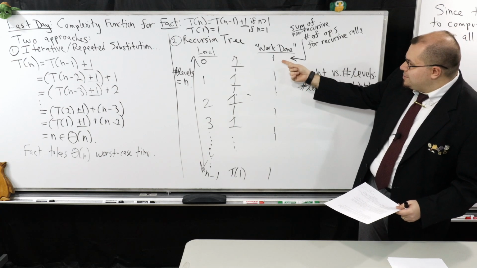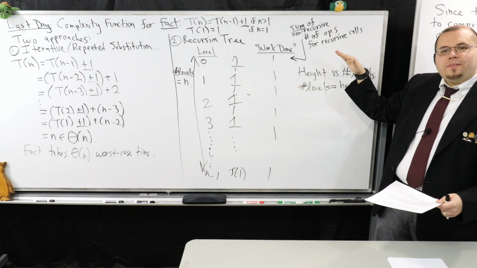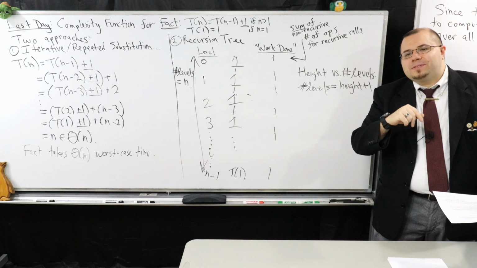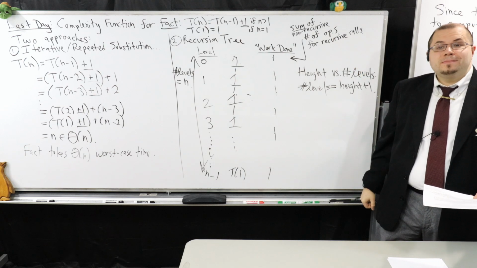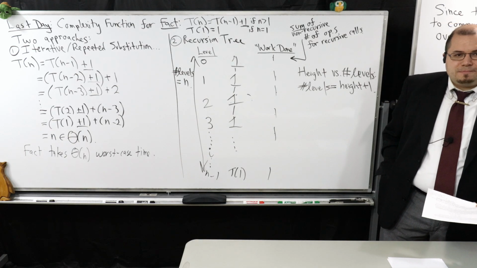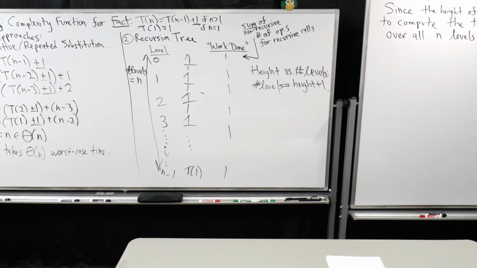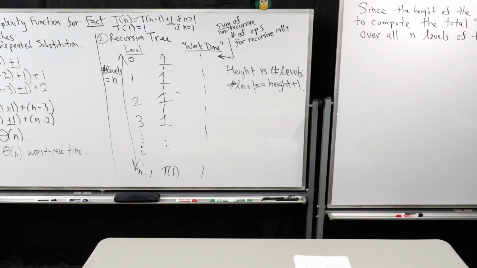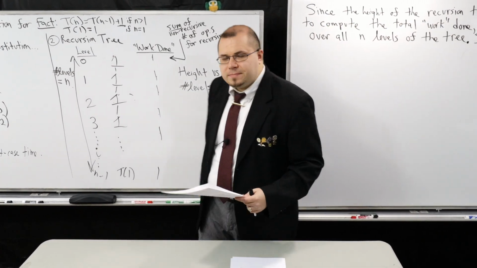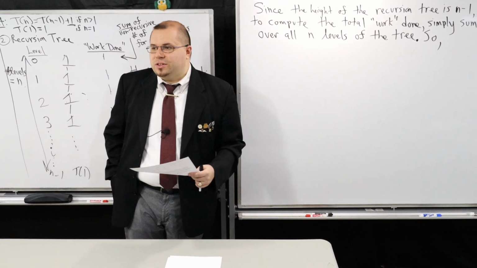Well, think about it. For each one of these is all of the work done at each level of my tree. So if I were to sum over all of the levels of the tree, would that represent the running time of fact over there? That might be a good way of approaching this. So why don't we do that? Just to summarize what I've been saying previously, since the height of the recursion tree is n-1, then to compute the total work done, you simply sum over all n levels of the tree.